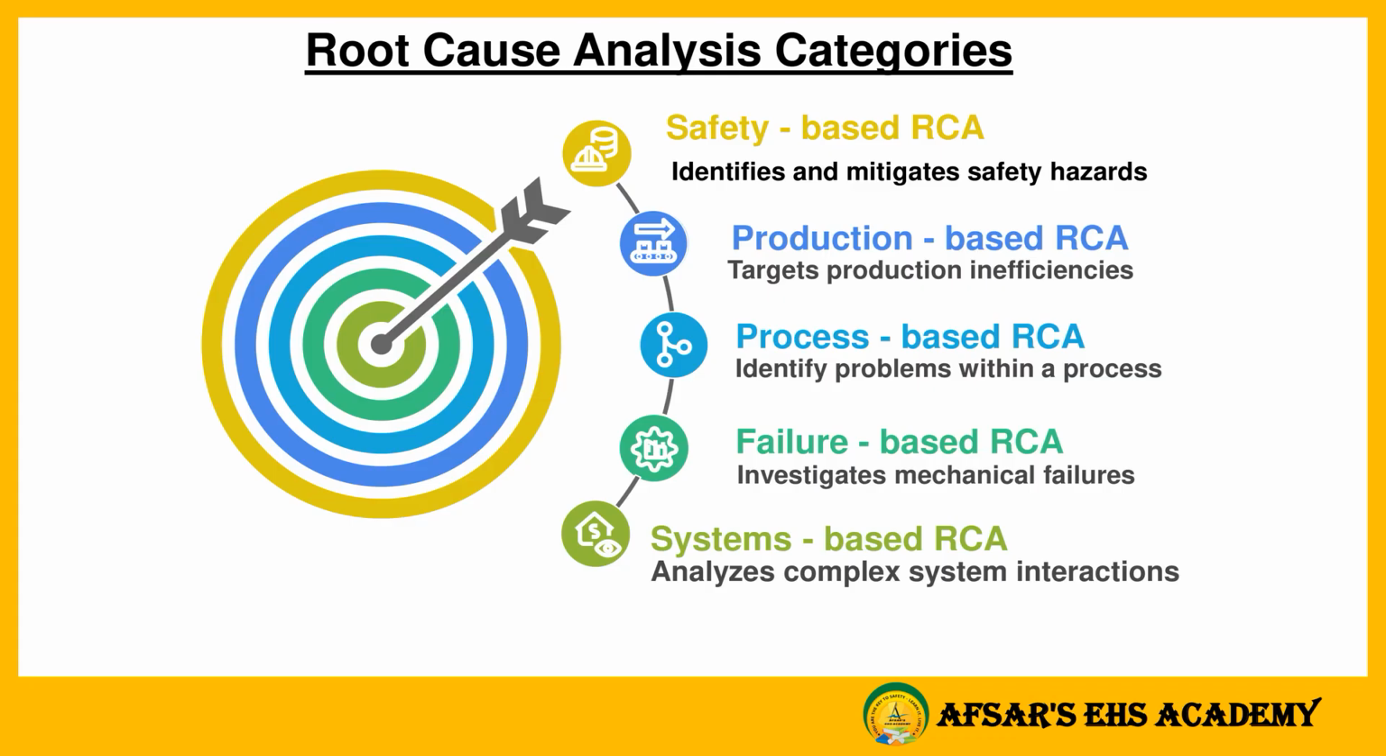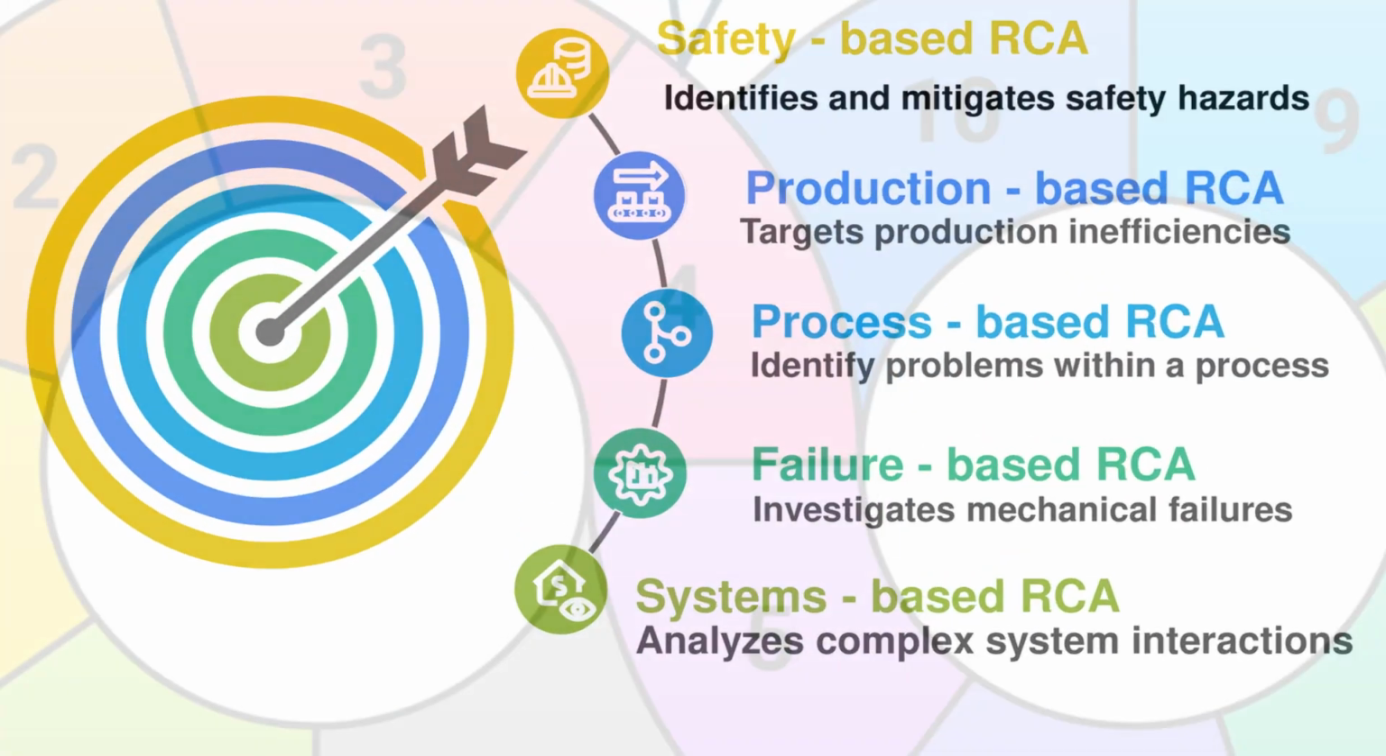Failure-based RCA. This type of RCA is used for failure analysis. This is typically used in engineering and maintenance. It is used for identifying the mechanical failures that lead to equipment malfunction. System-based RCA. This type of RCA is a combination of two or more methods of RCA. This approach is used to identify root causes of the failures which are associated with fields such as change management, risk management, and system analysis.